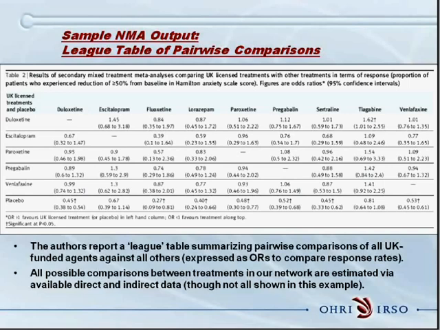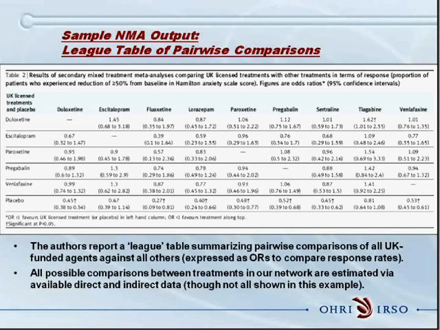This is something that is most commonly called a league table of all the pairwise comparisons. Sometimes it may be called the stepladder diagram. And what it does is report all of the possible pairwise comparisons between the agents included in the network. The examples they've provided in their paper, I believe, do not report on the entire set of comparisons. What they have done is pursue an analysis where they've looked at the agents available for use in the UK.